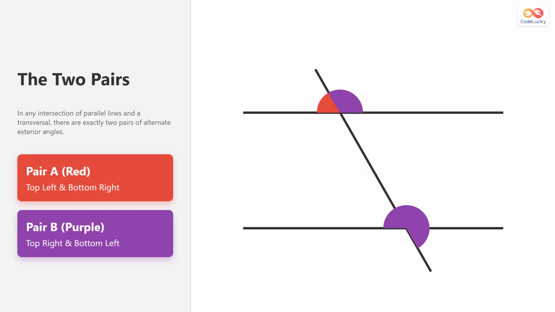In any set of parallel lines cut by a transversal, there are exactly 2 pairs of these angles. One pair is located at the top left and bottom right, shown here in red. The other pair is at the top right and bottom left, shown in purple.